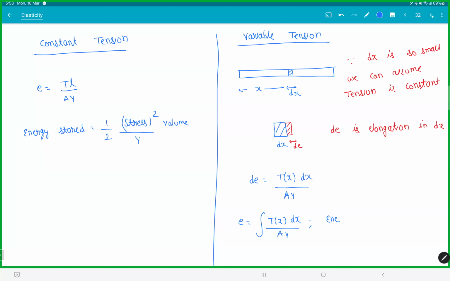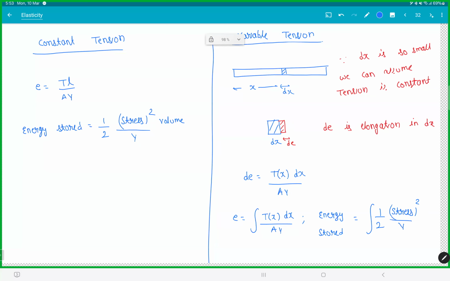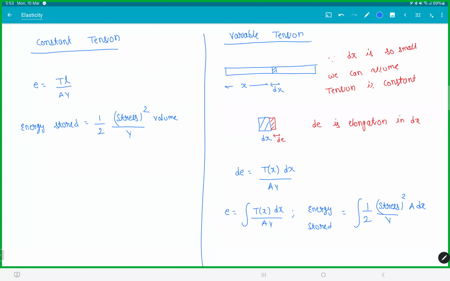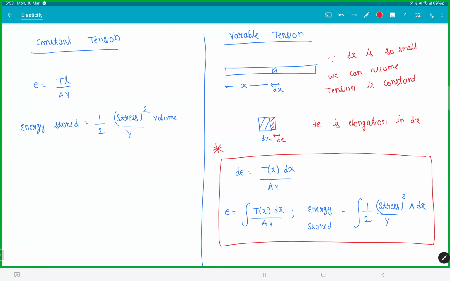Similarly, the energy stored will also be the integral of half stress square by Young's modulus into volume. Stress will be tension by area, whole square, and the volume will be A into dx, because you're taking the volume for that small slice. These are the things you use in case of variable tension. Check out that stuff. If you have a variable tension, use this.